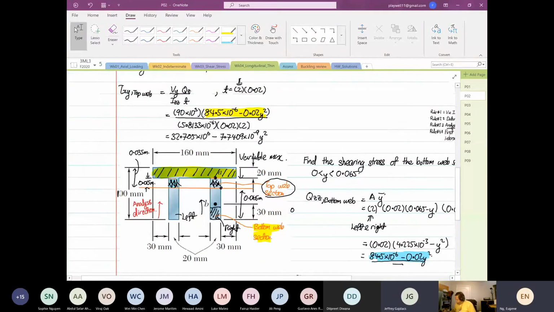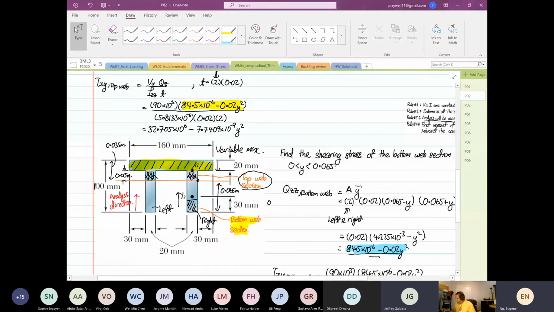So you're talking about the flange, right? Not the web. Correct. Just use the flange equation because the thickness is constant, right? Okay. Wei Ming is my busy customer. One more question. Yes, sir.